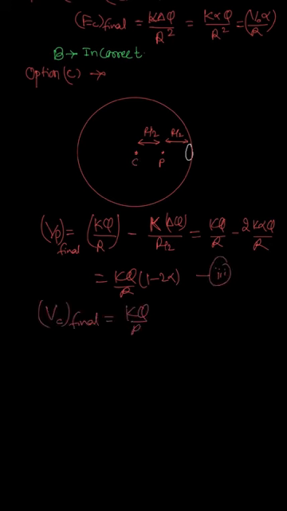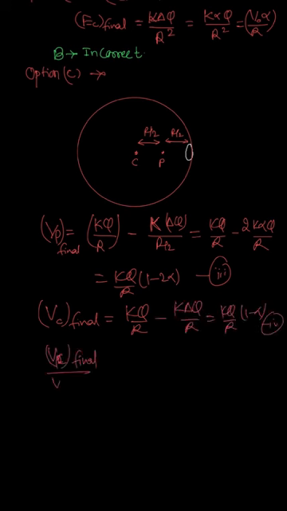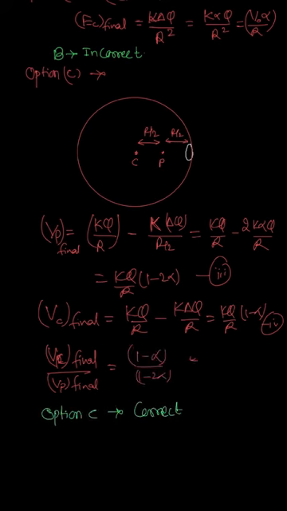Now if you want to write the potential at C, that is the center of the sphere, because of the sphere it is KQ by R. Same, because for any point inside the sphere, because of the charge on the sphere, it is KQ by R only. And because of this point charge, we can write minus K delta Q by R. So if you take the ratio, then you will have (1 minus alpha) by (1 minus 2 alpha). So option C is correct.